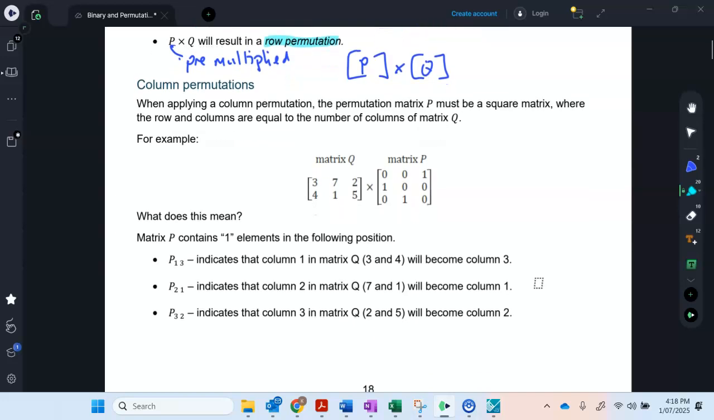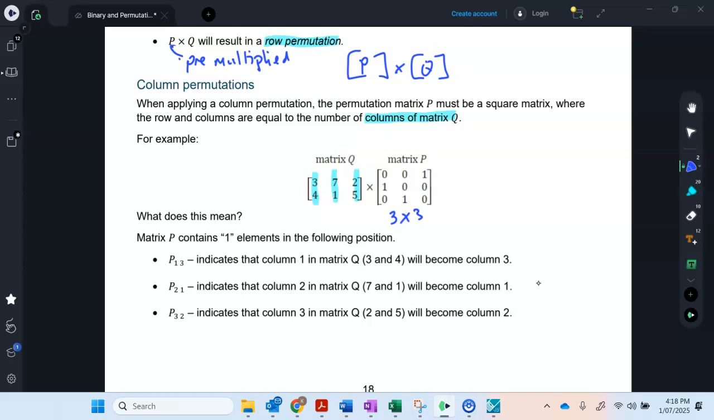So let's first look at column permutation. When applying a column permutation, the permutation matrix P must be a square matrix. Always has to be a square matrix where the rows and columns are equal to the number of columns of matrix Q. So the columns of matrix Q, that's the matrix that's being multiplied by our permutation matrix. So here we've got 1, 2, 3 columns. That's why our permutation matrix is a 3 by 3. So we've got to remember that.